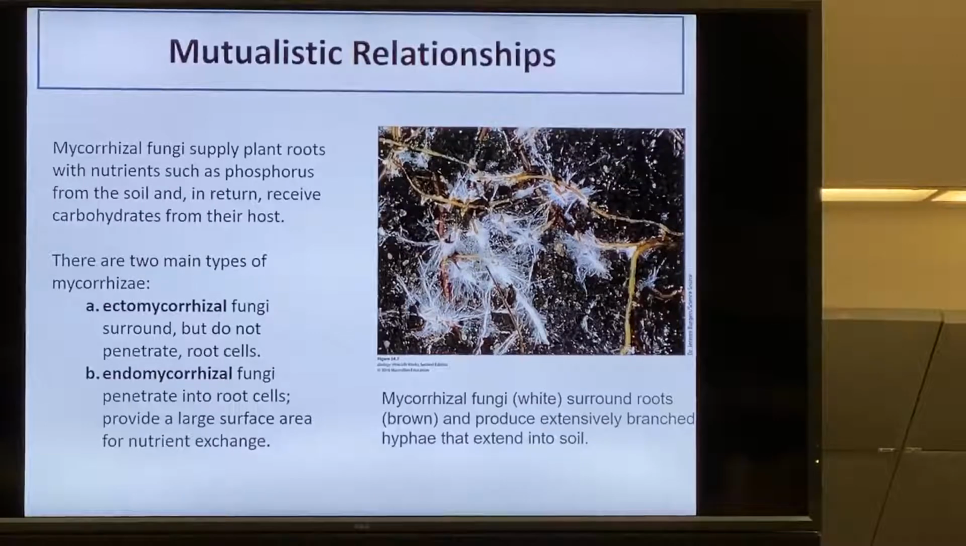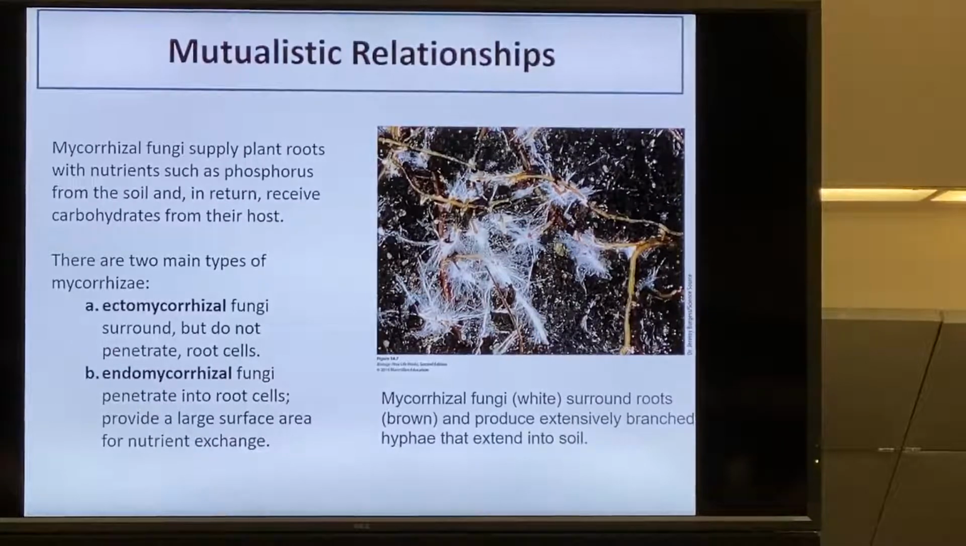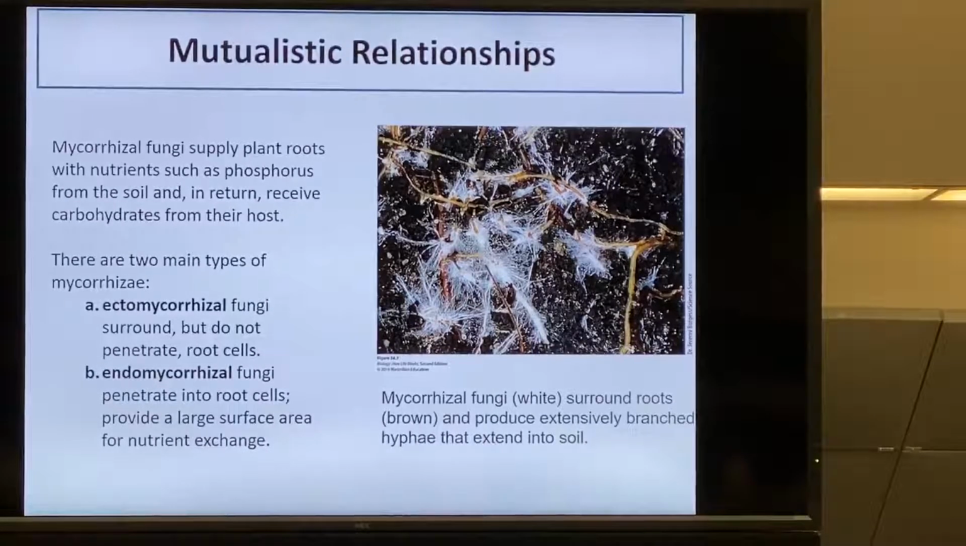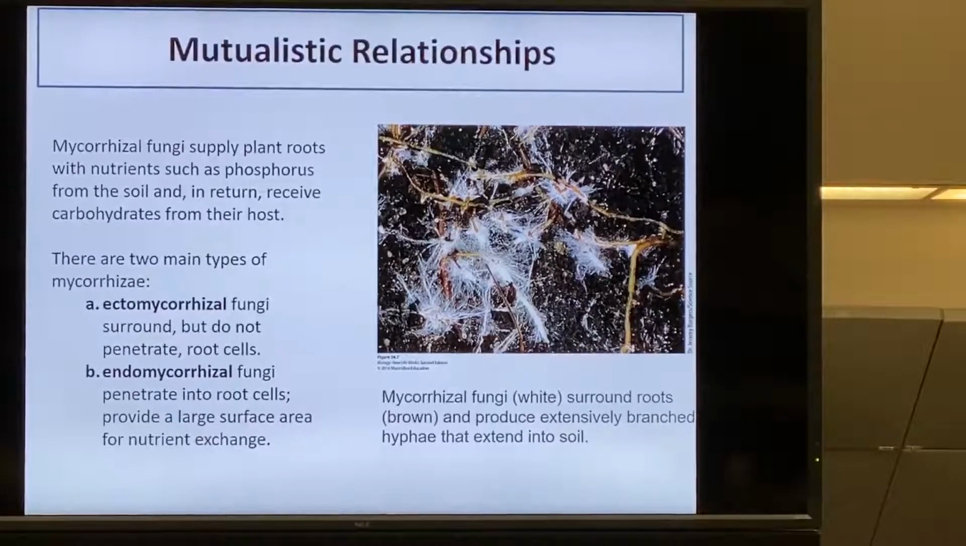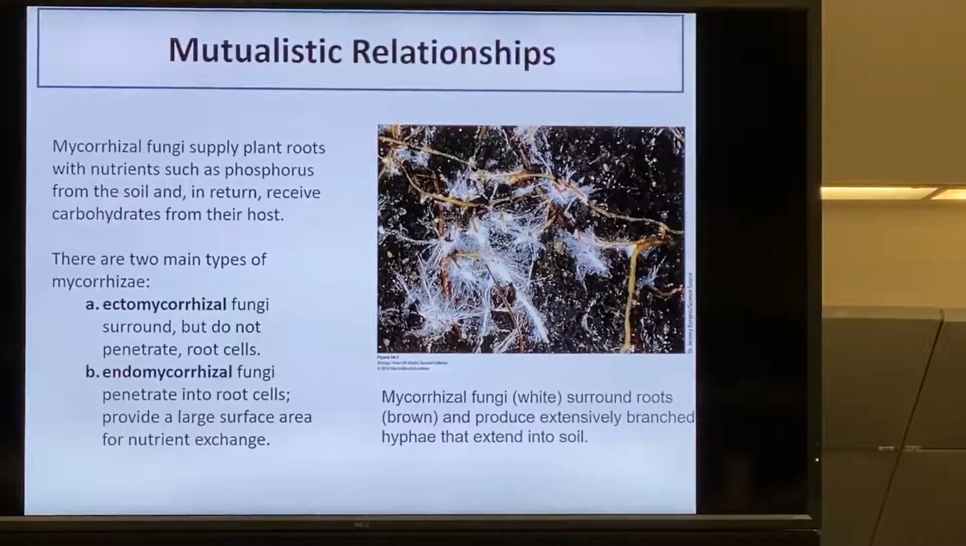So, mutualistic relationships. Here, we've talked about mycorrhizae before, and we also talked about the fact that there are two main types: ecto and endo. They are what they sound like. The ectomycorrhizal fungi, sorry, I like fungi. You say fungi, so I'm trying to stay consistent. They surround the roots, but they do not penetrate them. You can see here, the white up there is an ectomycorrhizal fungus. And then the endo, of course, go in. Those are the type that penetrate the root cells. And again, they provide a large surface area for nutrient exchange.